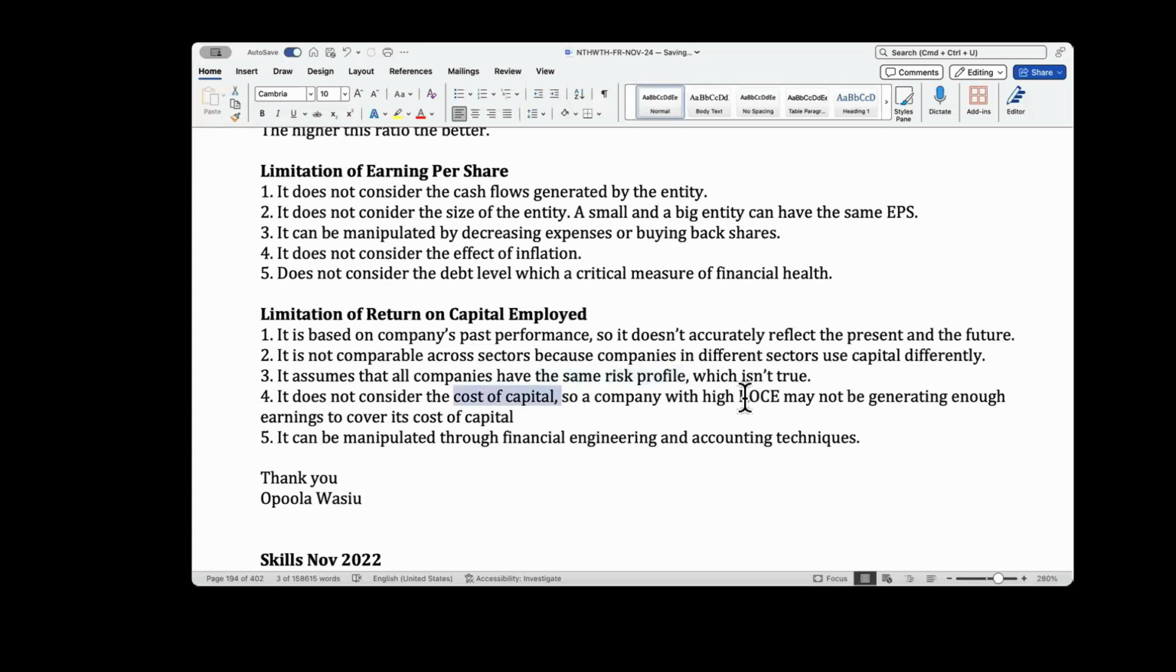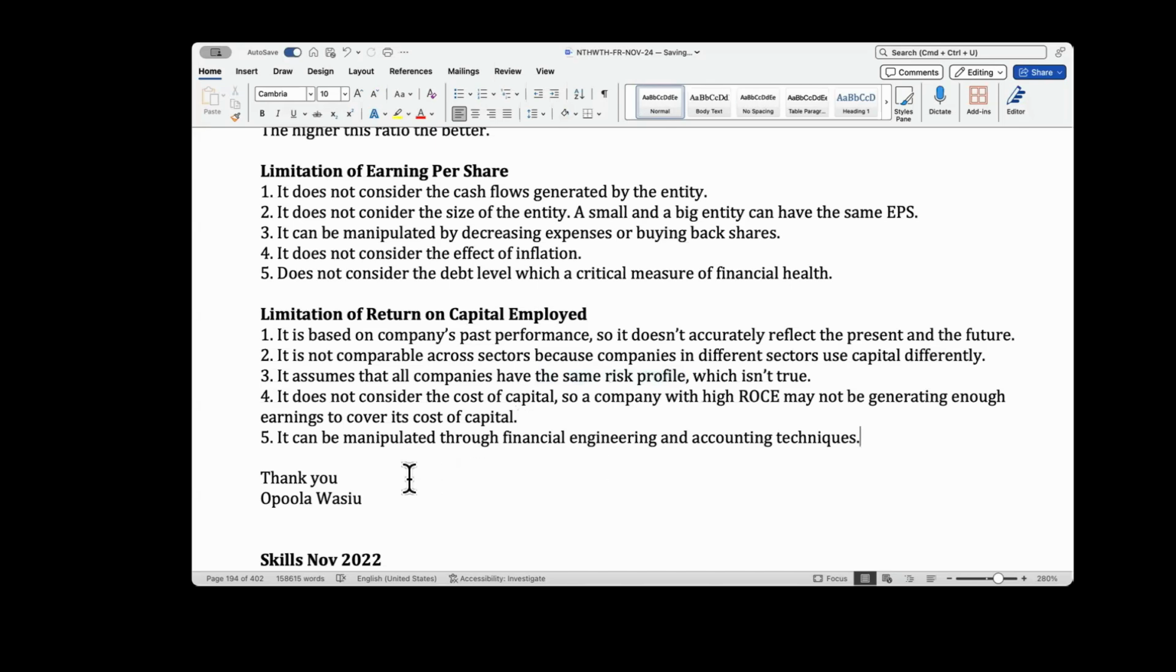So a company with a high ROCE may not be generating enough earnings to cover its cost of capital. Just like in Nigeria, when MPR is like 27.25%, if you are making a ROCE of less than that, you're not doing well as a company. And I said it can also be manipulated through financial engineering and accounting techniques.